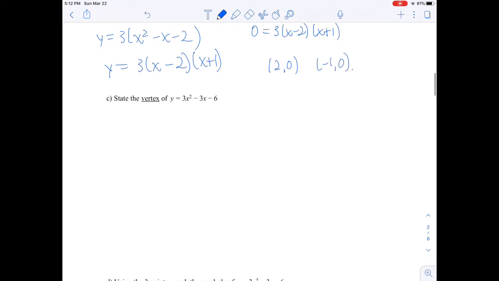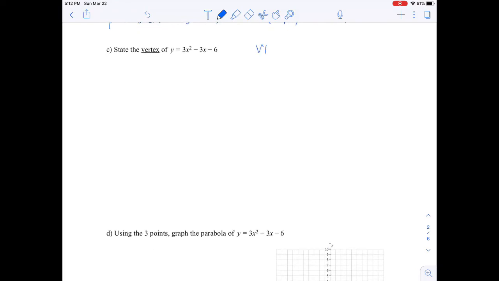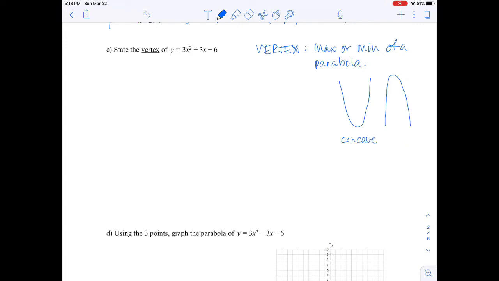Vertex, so we talked briefly about what a vertex is. A vertex is basically a max or a min of a parabola. Now, we haven't really talked about this yet, but I'm sort of getting ahead of myself, and then we're going to review it next time. But the shape of a quadratic is either one of these two orientations, but it has the shape of a U. And so we call this concave up, and we call this concave down, or facing up, facing down.